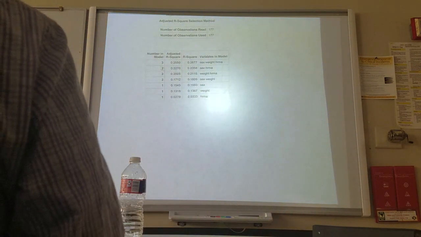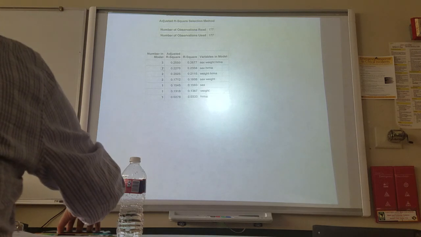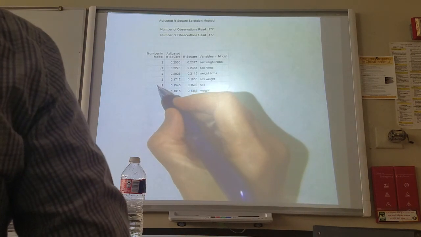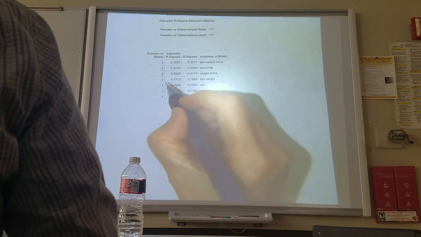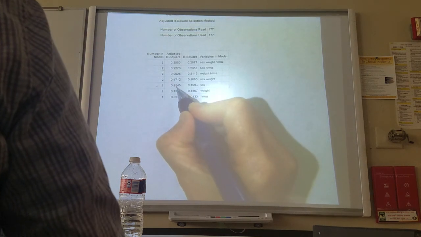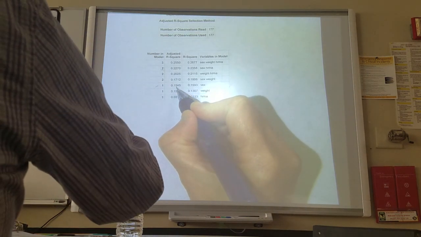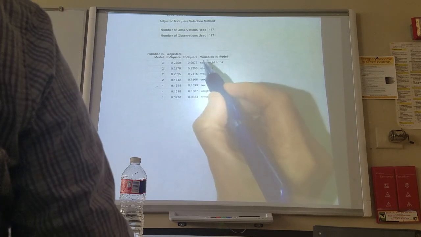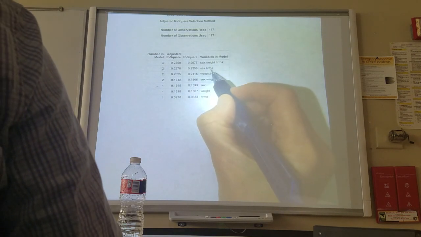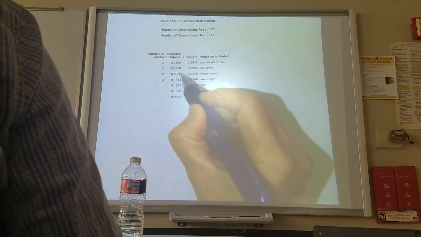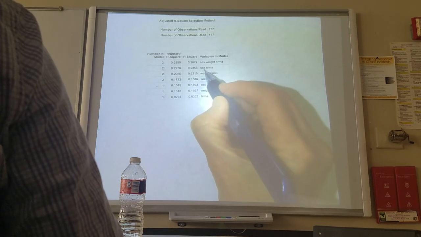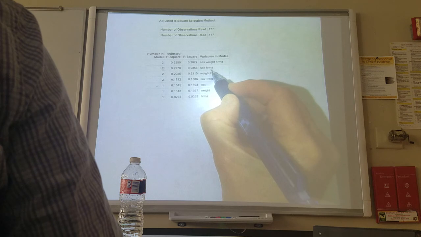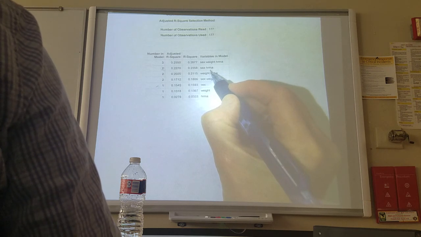So we have sex, weight, and heart rate. So we find the best one. Can I mark on the paper? Go right ahead. Okay. We find the best one, and we note that the adjusted R squared is 0.15. Now we go to the best 2, which is sex and heart rate. Sex and heart rate are not collinear, it was sex and weight that were.